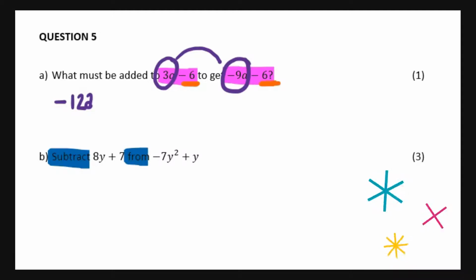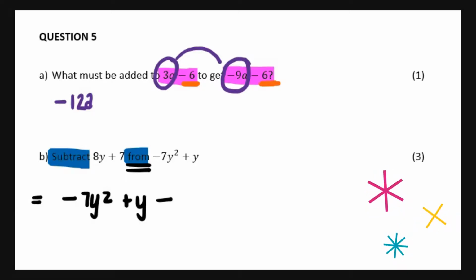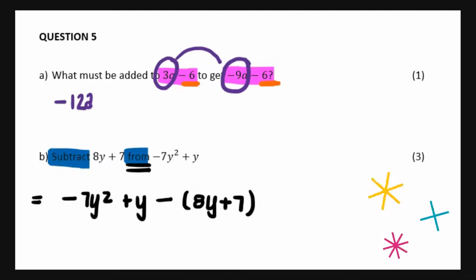The following question says subtract 8y plus 7 from negative 7y squared plus y. We always start with the from part first. Here we would then go negative 7y squared plus y. Because we need to subtract, we need to say minus brackets 8y plus 7. We cannot add the negative 7y squared or the y together.